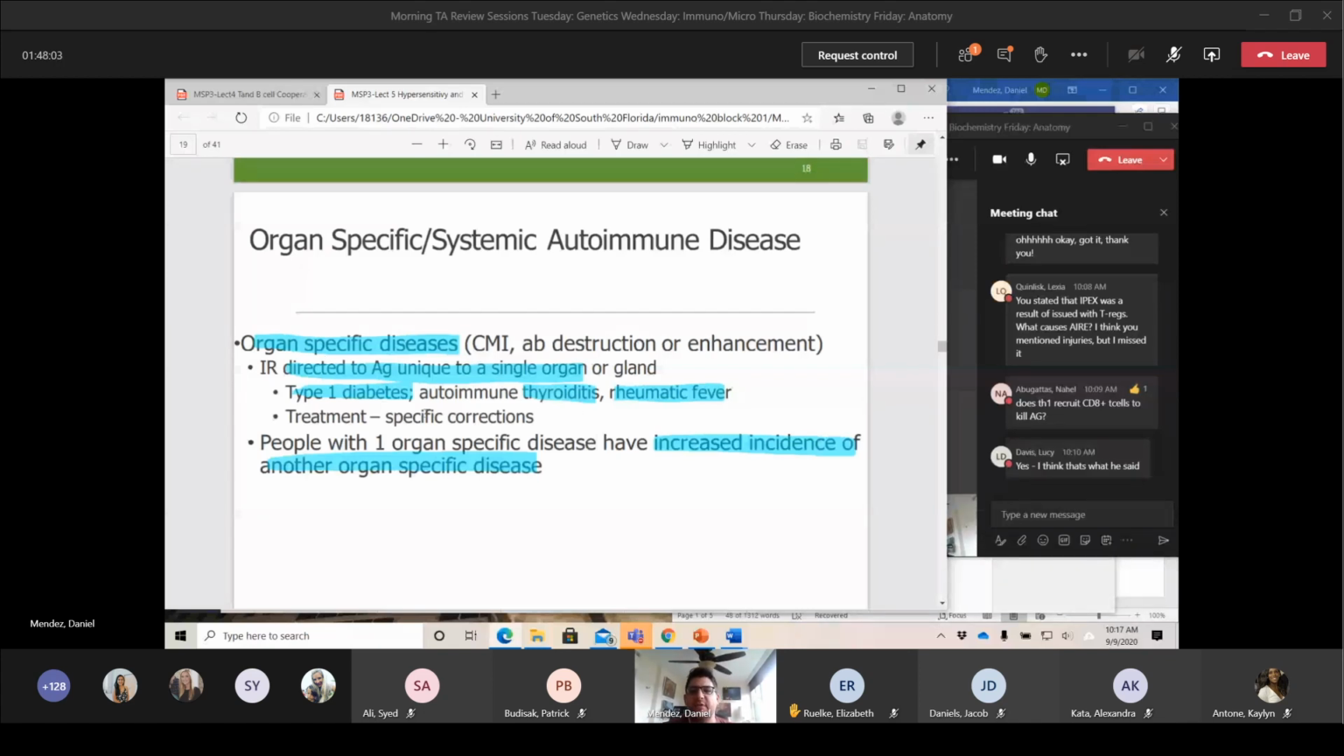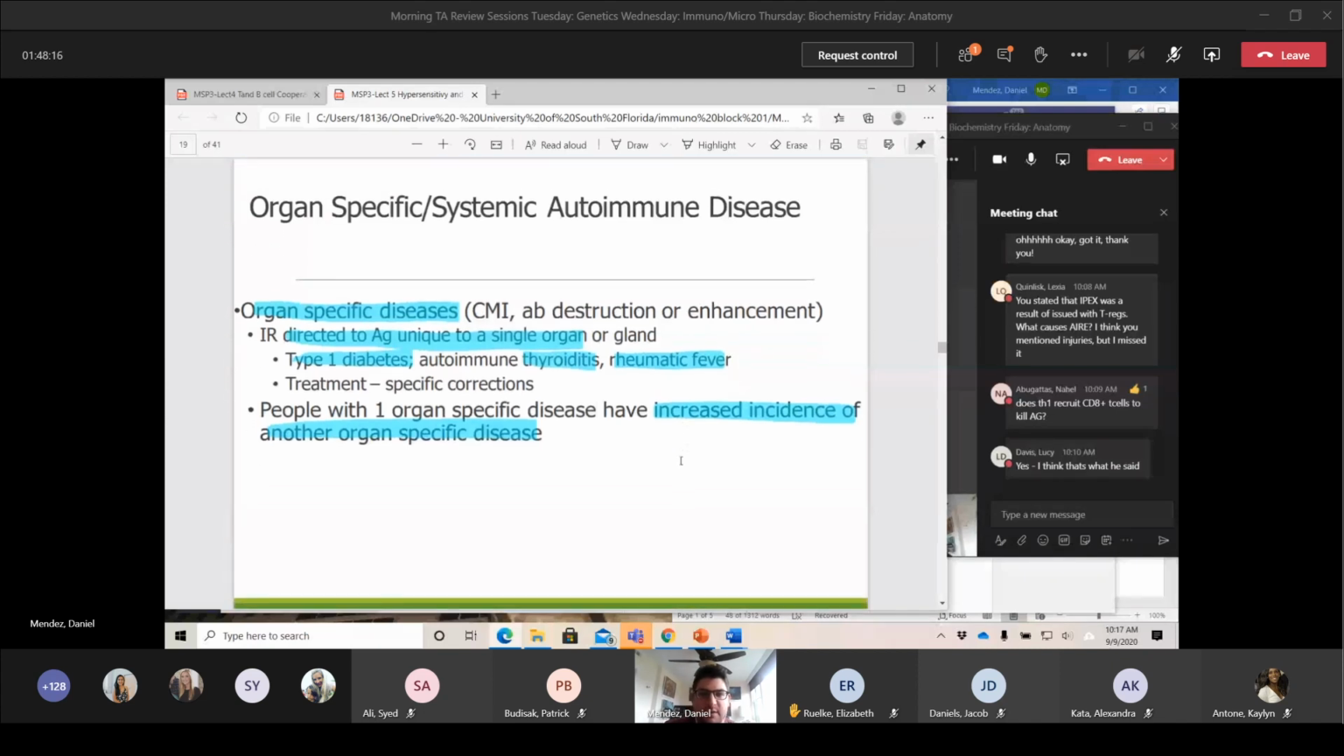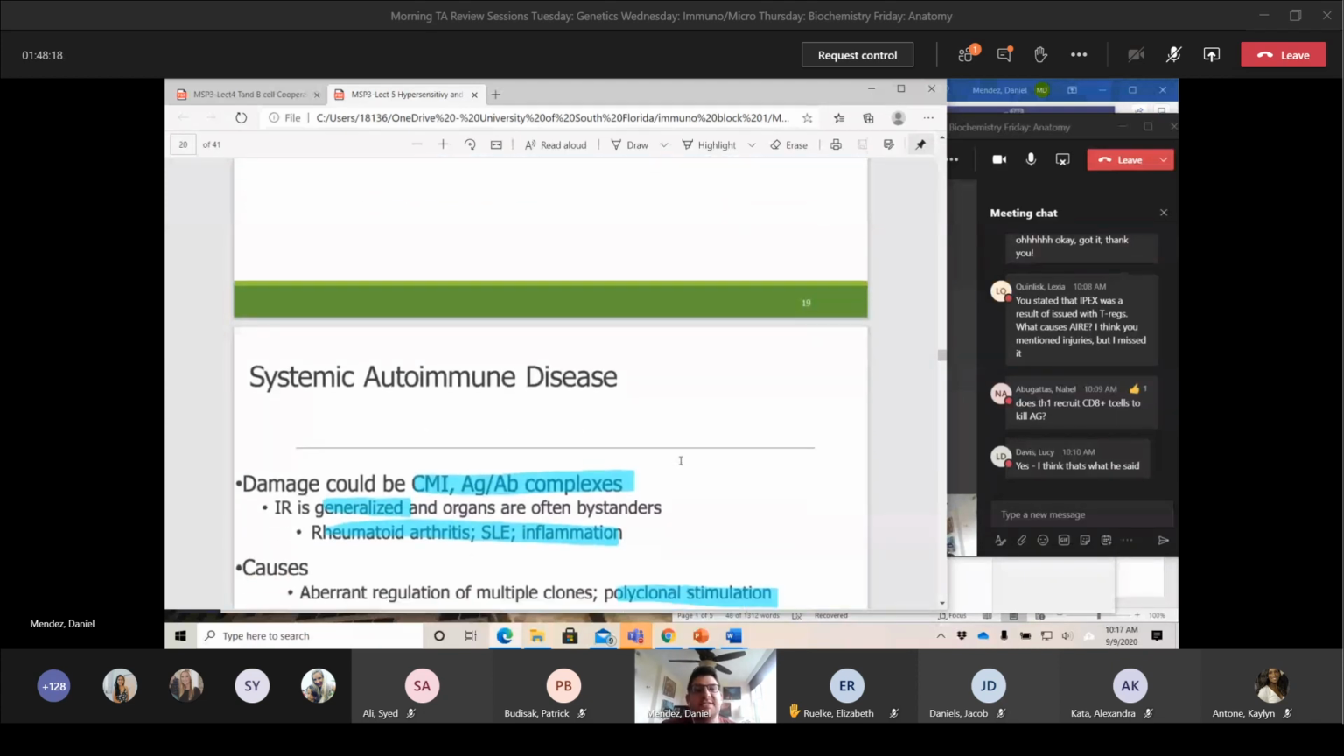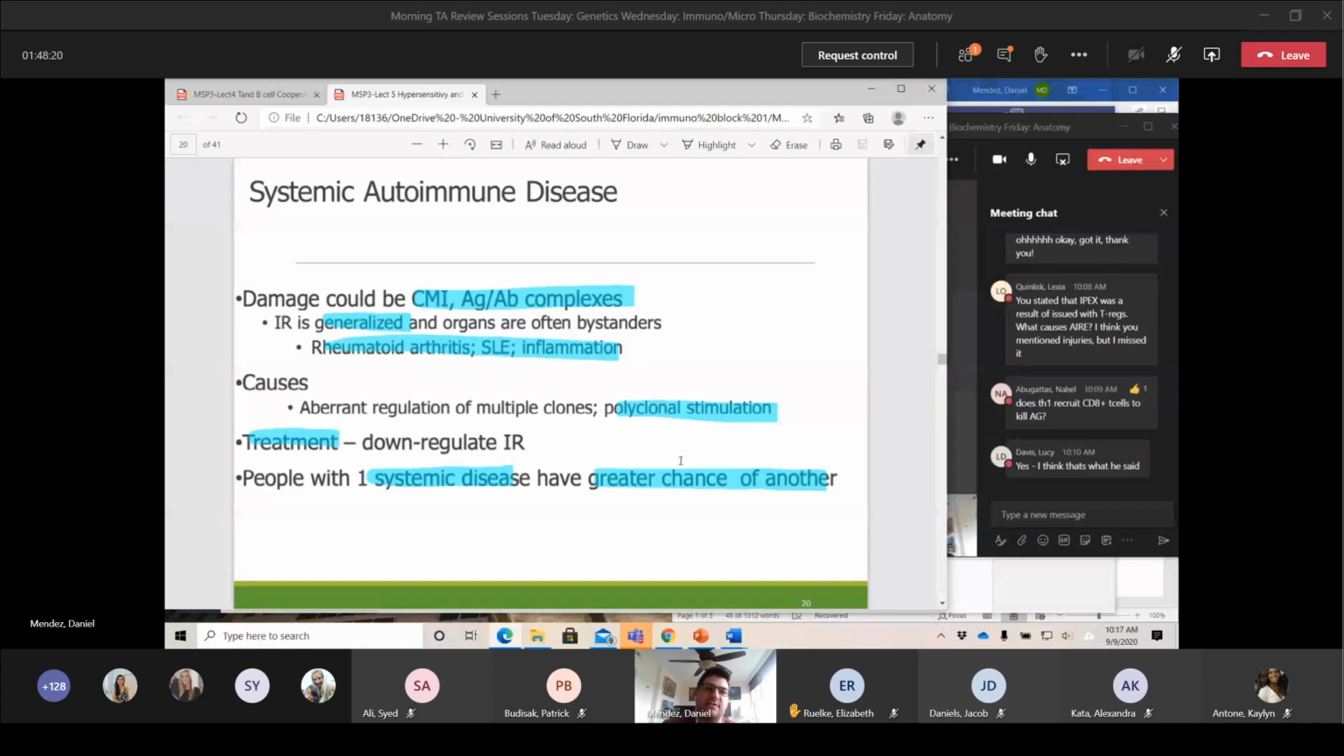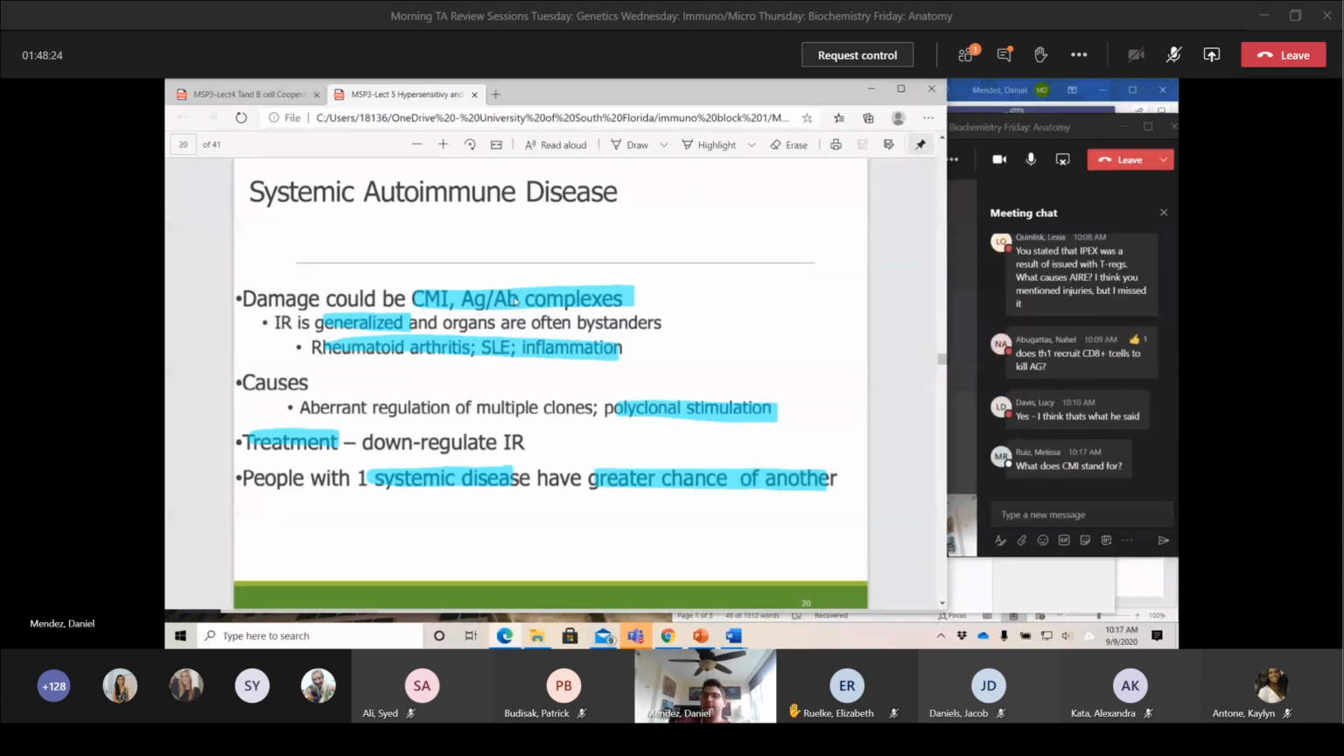So all of these are just saying organ specific. So it's attacking that specific organ. These are antibodies or a cell mediated response targeted specifically at one organ. They do see that people with one organ specific disease have an increased incidence of developing another one. So that's something to note. But if you have systemic autoimmune disease, this is a little different. This is when you have a cell-mediated response or an antigen-antibody complex. So CMI, Melissa, stands for cell-mediated immune response.